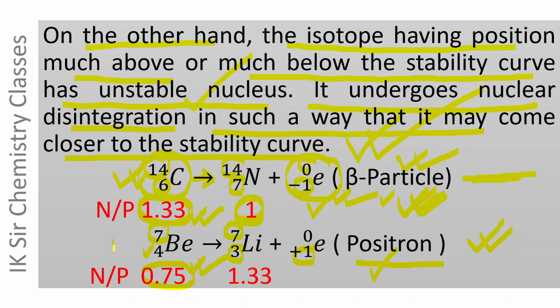Beryllium-7 is radioactive. Its N by P ratio is 0.75, which is much below the stability curve. It emits a positron forming lithium-7, whose N by P ratio is equal to 1.33. Thus, the N by P ratio of beryllium-7 increases on emitting positron.